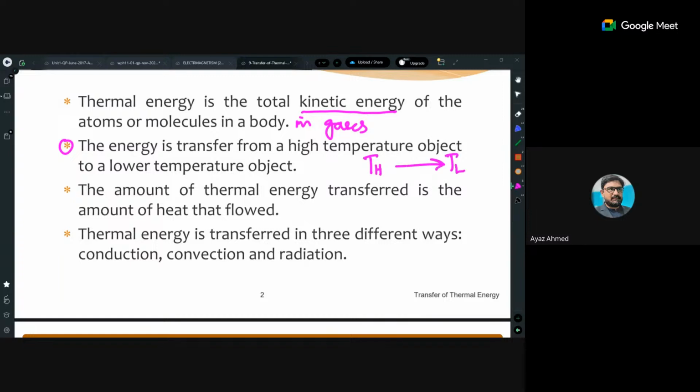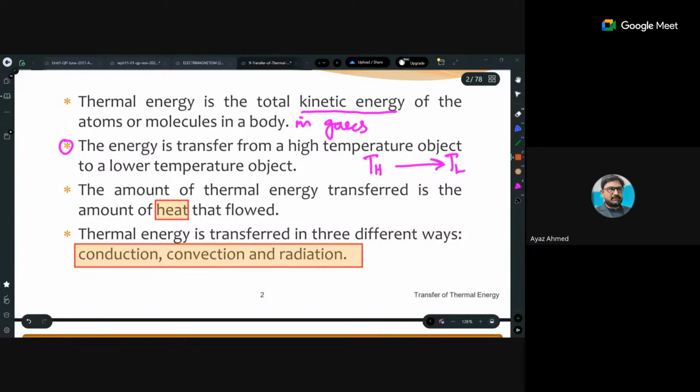Then that amount of energy which is transferred is called heat, right? The energy which is transferred from one point to another point, what do we call it? Heat. So that is the introduction about heat. And the thermal energy is transferred in three different ways, as I told you: conduction, convection, and radiation. Is it clear?